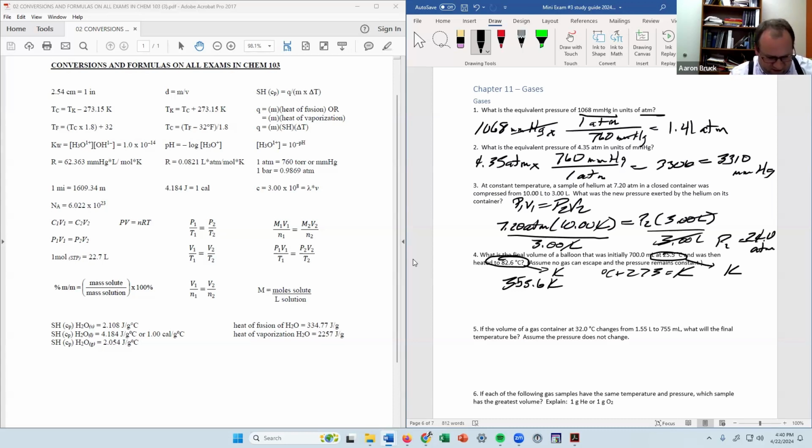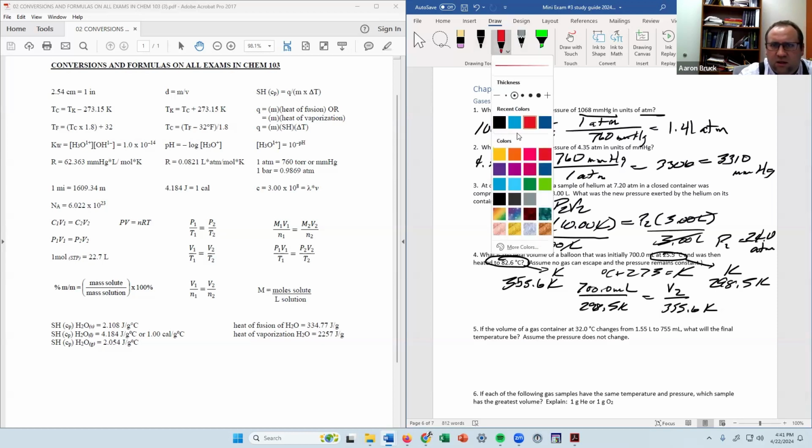Twenty-five point 5 degrees Celsius plus 273 would give you 298.5 Kelvin. So we're using Charles' law, V1 over T1 equals V2 over T2. V1 was 700 milliliters at 298.5 Kelvin. And we're looking for what is the new volume when we bring it up to 355.6 Kelvin.